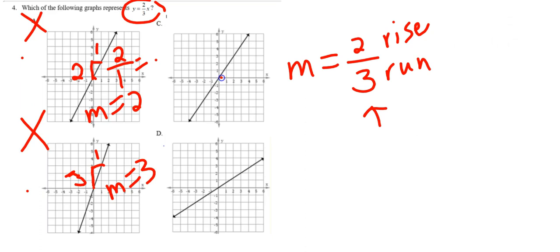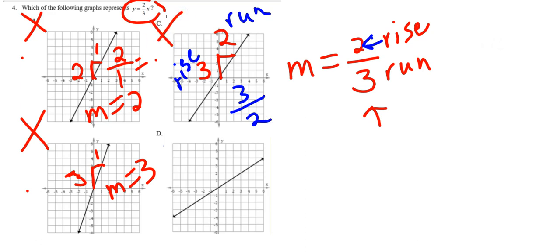C, take this point again, maybe this point here. I'm going up 3, going over 2. Okay, maybe that one's it. But remember, our rise is 3. Our run is 2. So it's rise over run. So it's 2/3. This is 3/2. So not that.